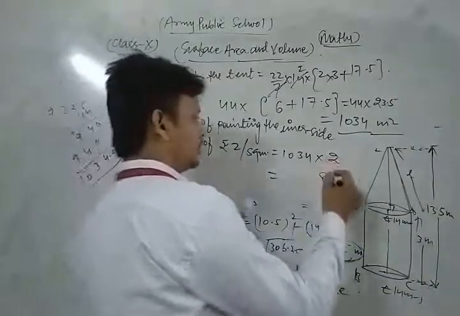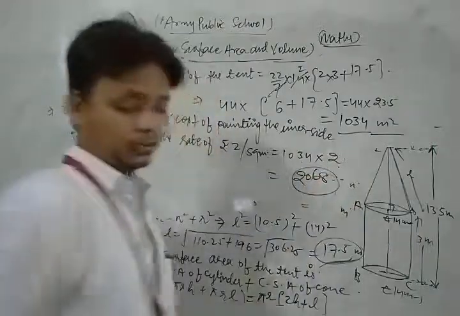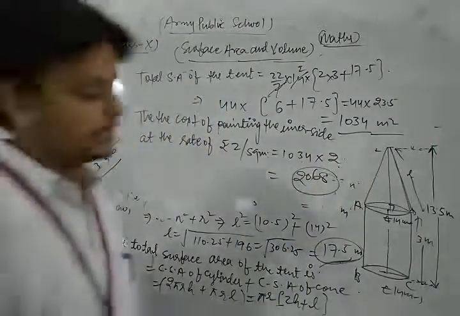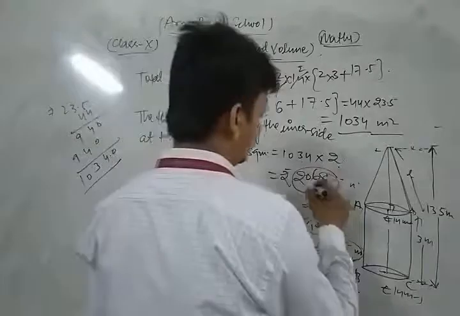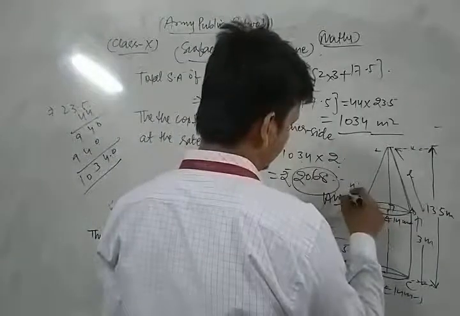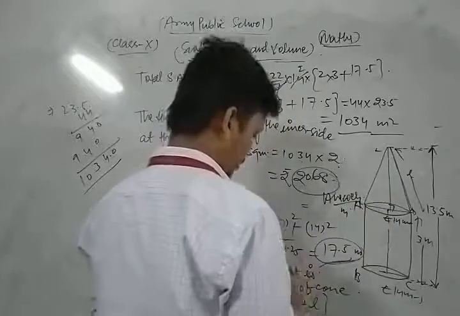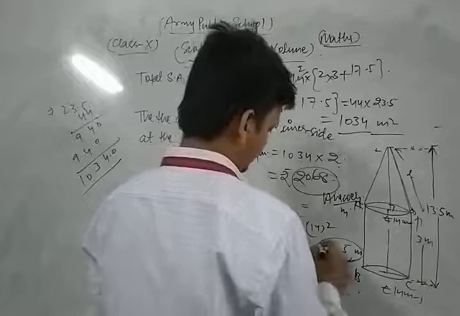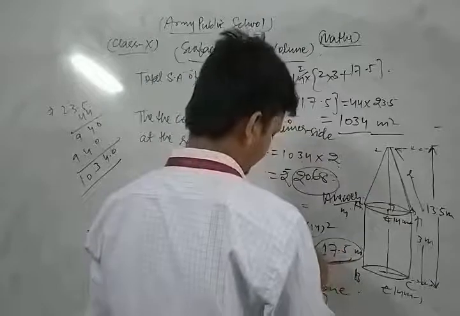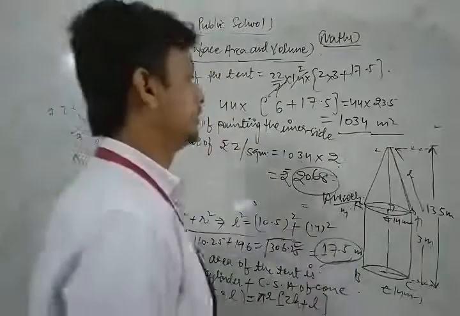2 4s are 8, 2 3s are 6, 2 0s are 0, 2 1s are 2. So 2068 rupees. This is the required solution of the given question.